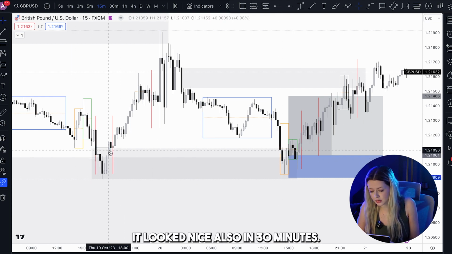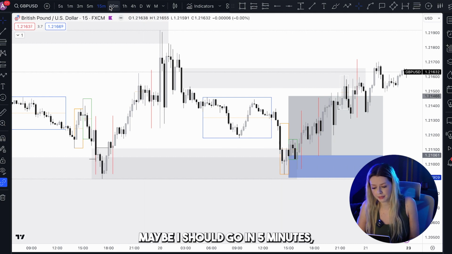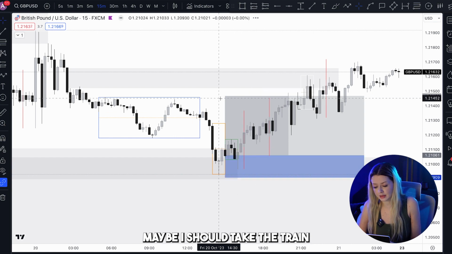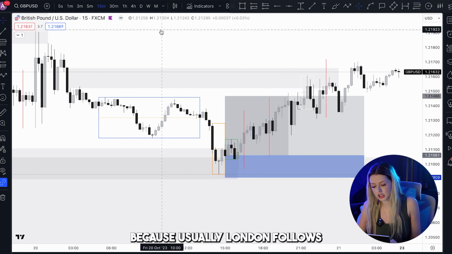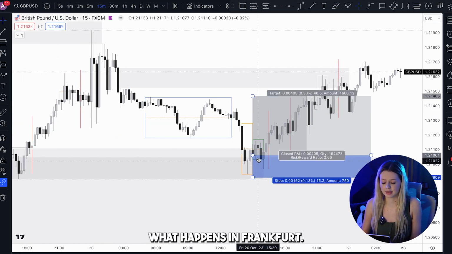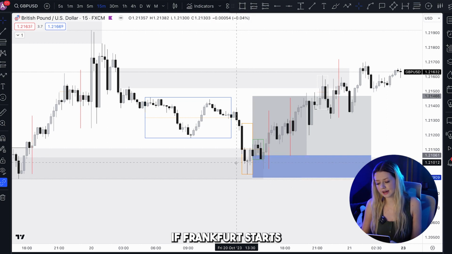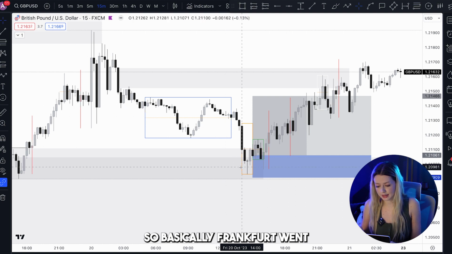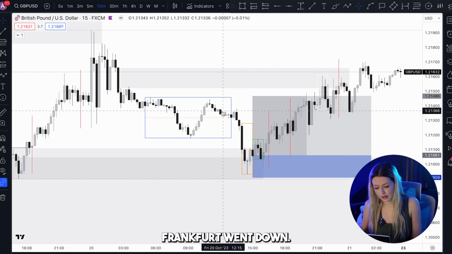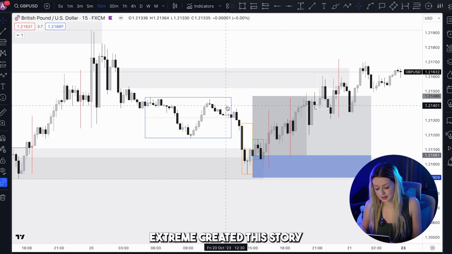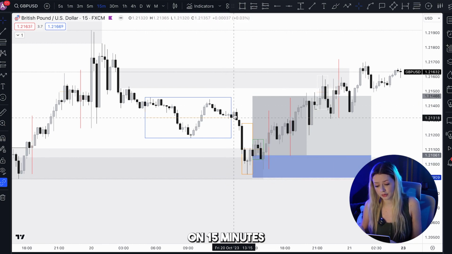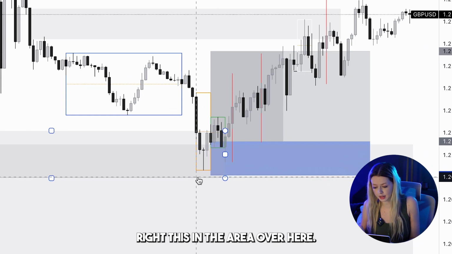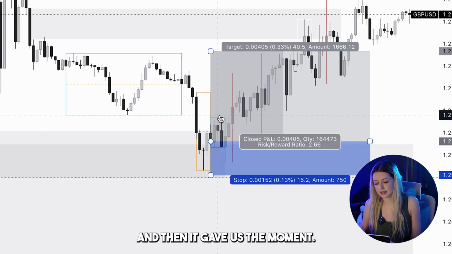It looked nice also on 30 minutes. So I was like, okay, maybe I should go on 5 minutes, 3 minutes and see exactly what's happening. Maybe I should take the entry on London because usually London follows what happens in Frankfurt. If Frankfurt starts this kind of movement, London will follow. And it did. So basically Frankfurt went down, stopped inside the extreme, created this doji on 15 minutes and then London followed, retested the area over here and then it gave us the movement.